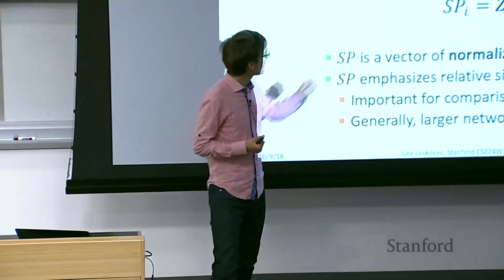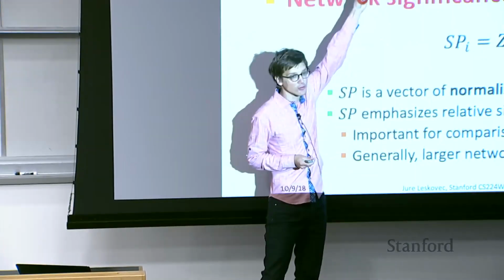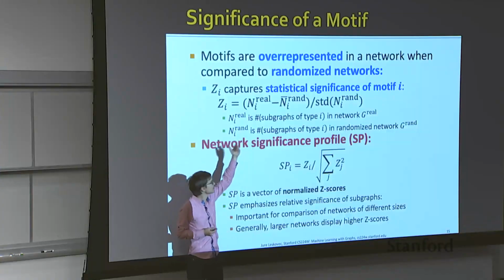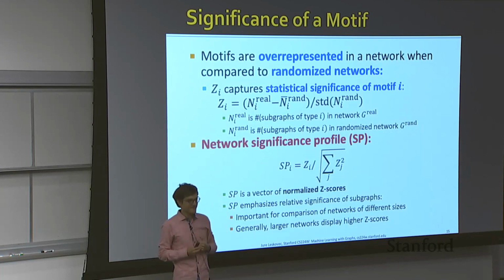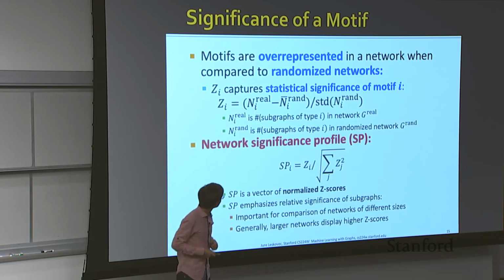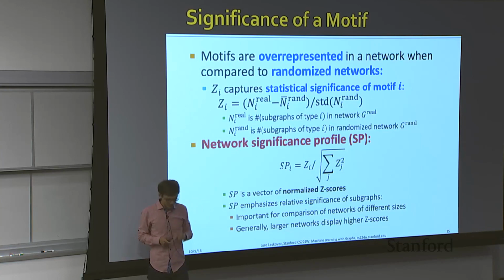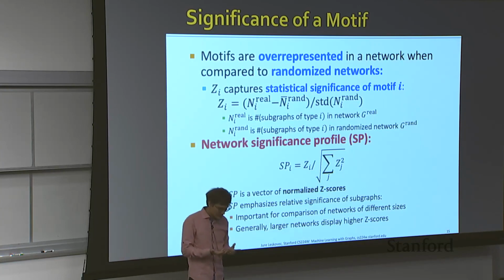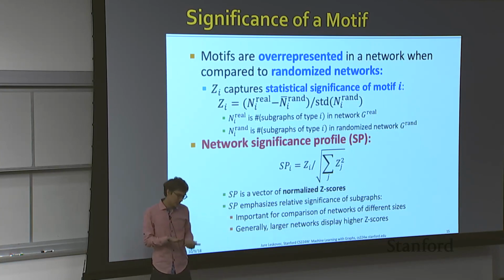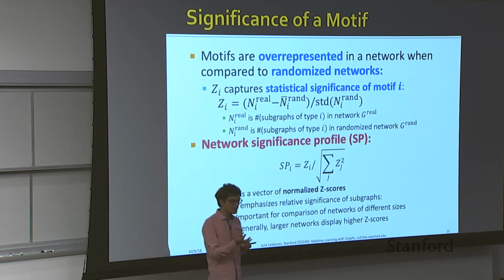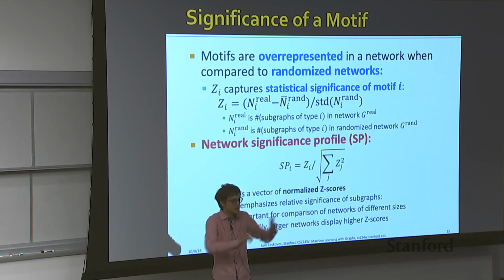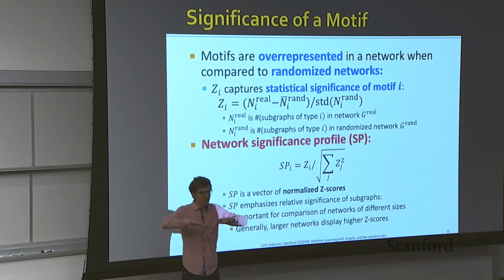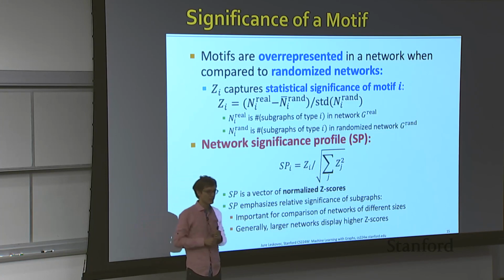Great question. The question in some sense is, why don't I work with real counts, and why do I compute this significance? The point is the following. The number of times a motif occurs will depend a lot on the size of the network. Bigger networks should have more instances of the motif, and it will also depend a bit on the density of the network.